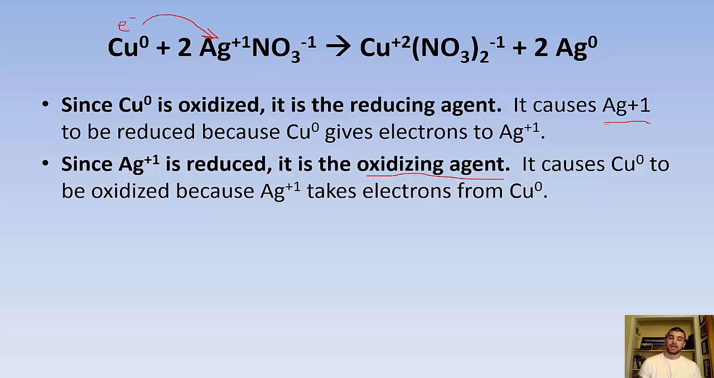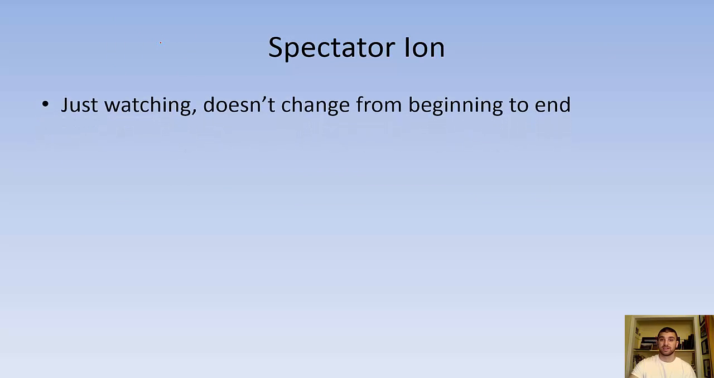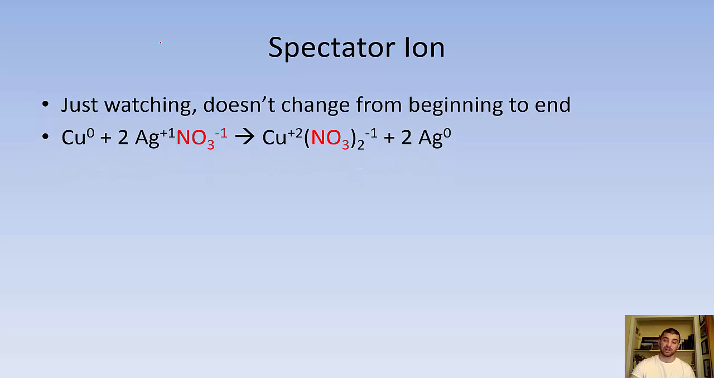Think of it this way. Silver caused copper to be oxidized by taking its electron. So it took its electron, it caused oxidation. So it's the oxidizing agent, but itself, it is being reduced. All right, and the spectator ion is just watching, right? It doesn't change from beginning to end. It's just a spectator. That would be the NO3 in this reaction. We've got NO3 on the left like this, and NO3 on the right too. Doesn't really change, doesn't do anything.